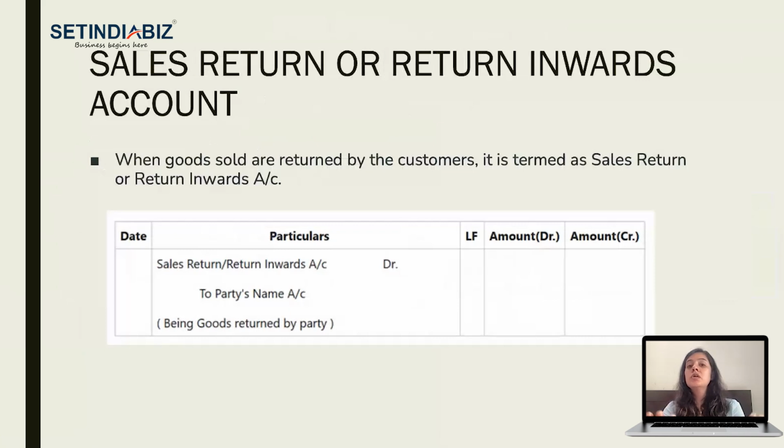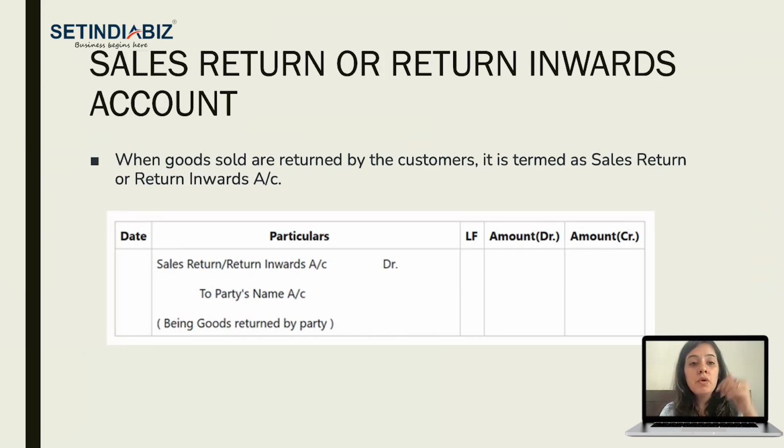See, return inward means whatever is coming to the company. So this is how you can recall what is return inward or return outward. Return outward means going back to the supplier. Return inward means coming back to the company. If I'm selling something to my customers and customer B says, my lot is not good, I want to return this thing to your company. So that is return inward account.